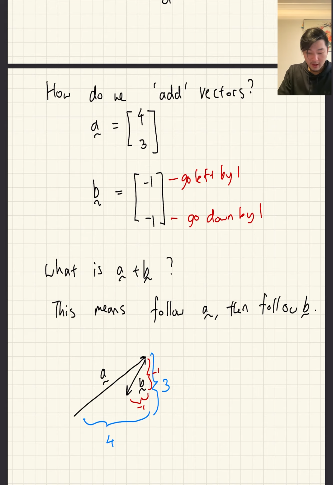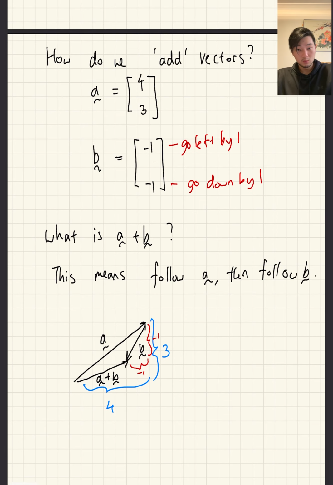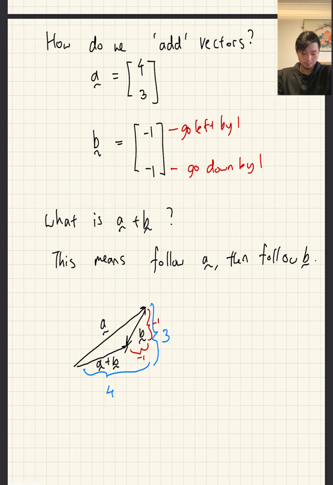Then what was the vector a plus b? It is just the combination of the two. We could have just followed a plus b to begin with to get to exactly the same point. So that's where a plus b takes us. It takes us to the same spot as we would by doing a first and then doing b. It's like a combination of the two.